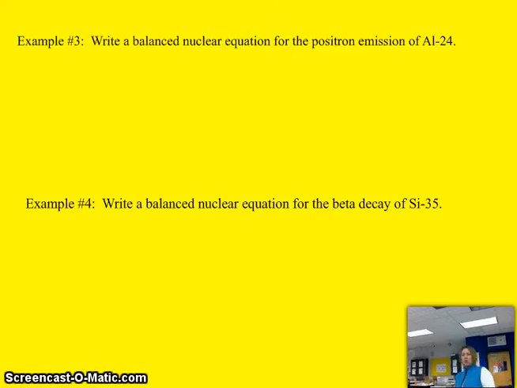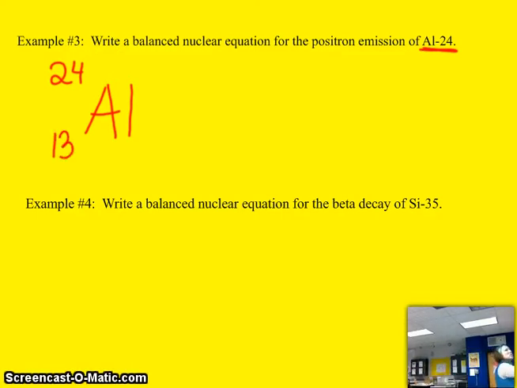The other way they can do this is like example 3. Write a balanced nuclear equation for the positron emission of Al-24. So, not just fill in the missing particle. This takes it one step further. This is our isotope. That's who we will start with. So Al has a mass of 24. I go to the periodic table. I look up aluminum's atomic number. It's 13. It is decaying, so you don't have anything else on the left with it. How is it decaying? It's emitting a positron.